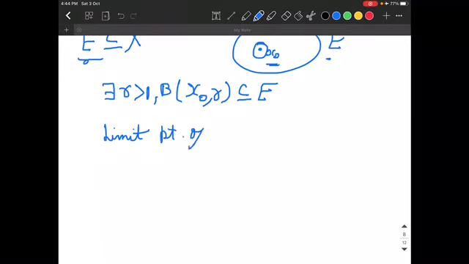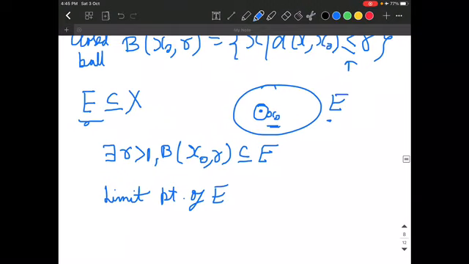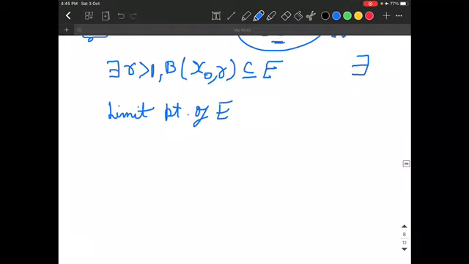A point x naught is an interior point of E if there exists some open ball around x naught that lies completely inside E. While a limit point of E, let's denote it as x1.